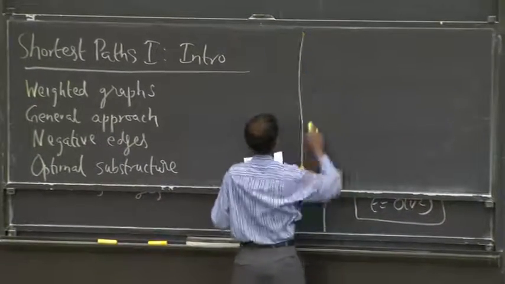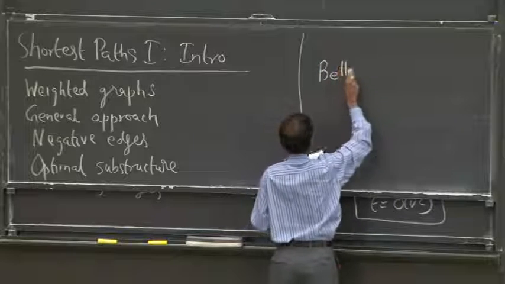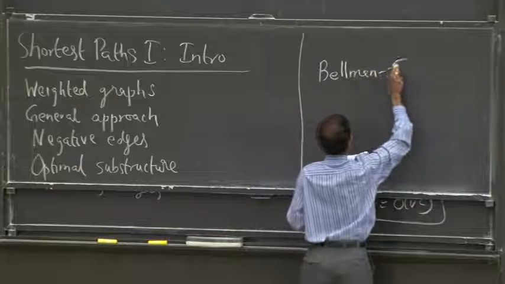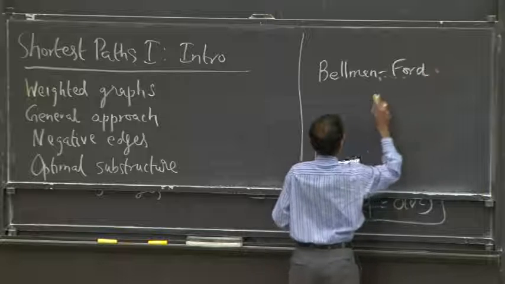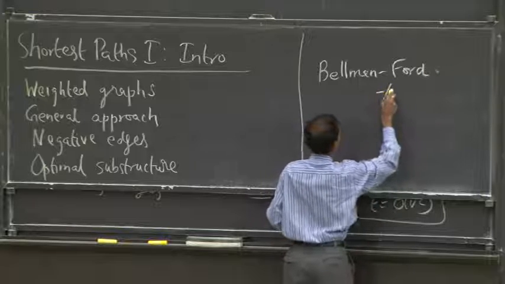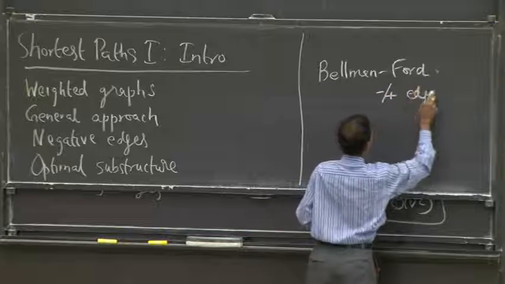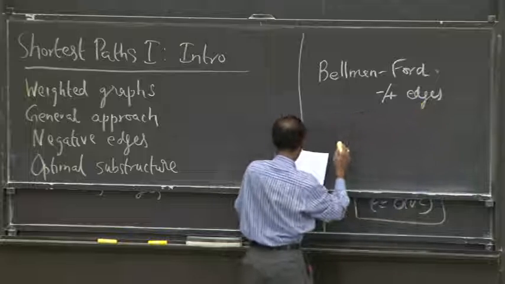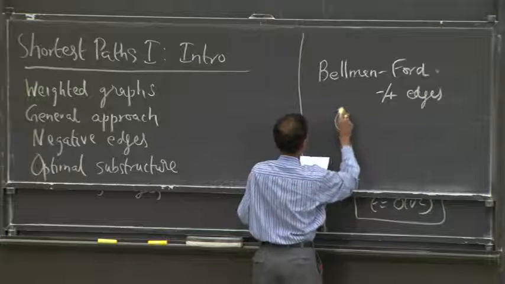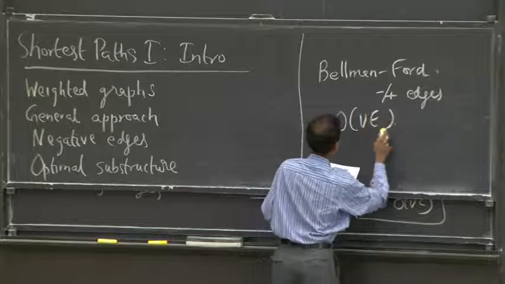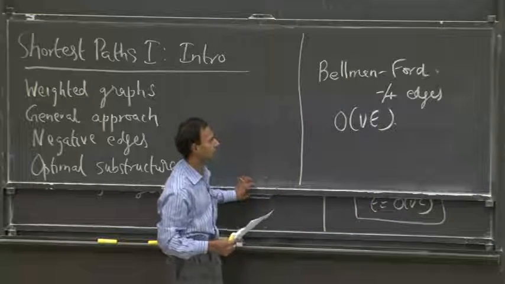And then there's the Bellman-Ford algorithm that works on positive and negative weight edges. And this has a complexity of order VE. Okay?